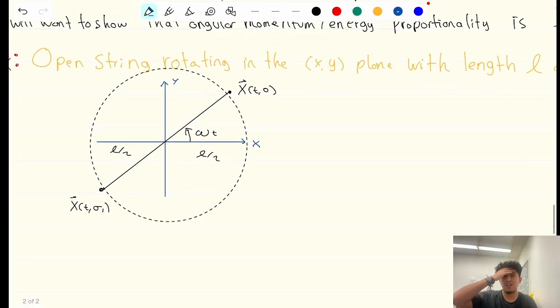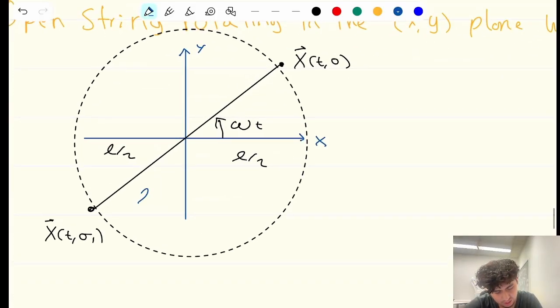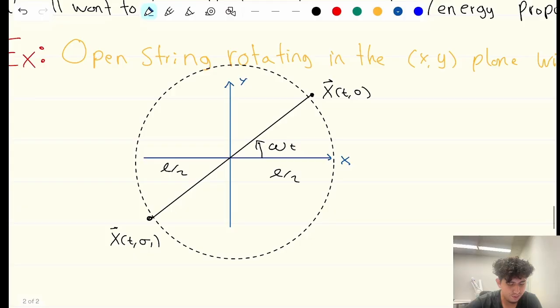So consider we have a rotating string. This is just a string that is stretched, L halves on one side and L halves on the other side, so its total length is L. It's going with an angular speed of omega, and the endpoints are just rotating.